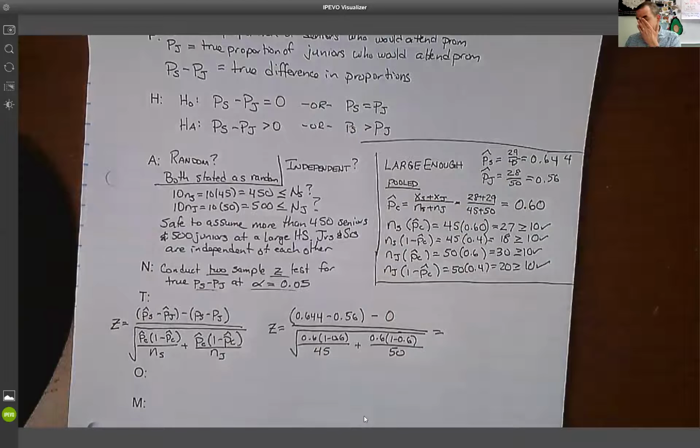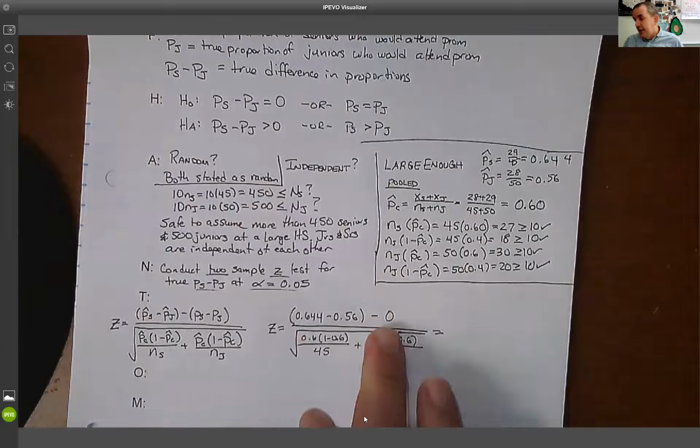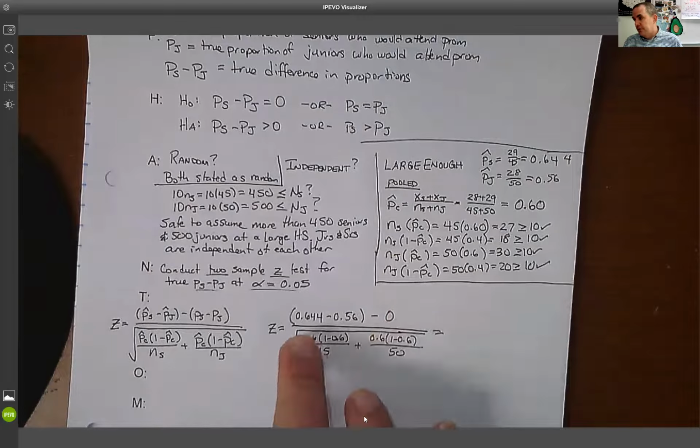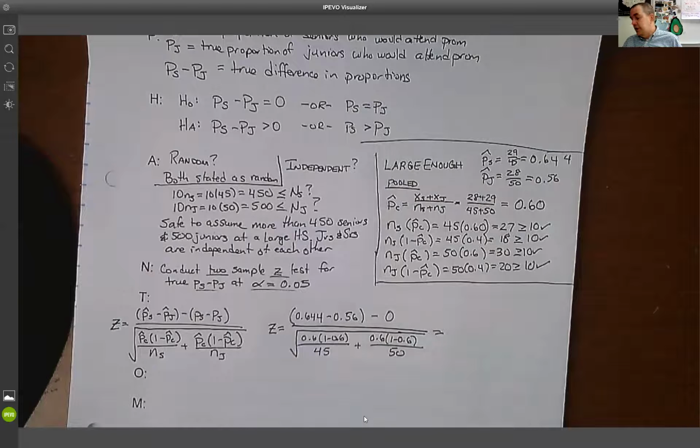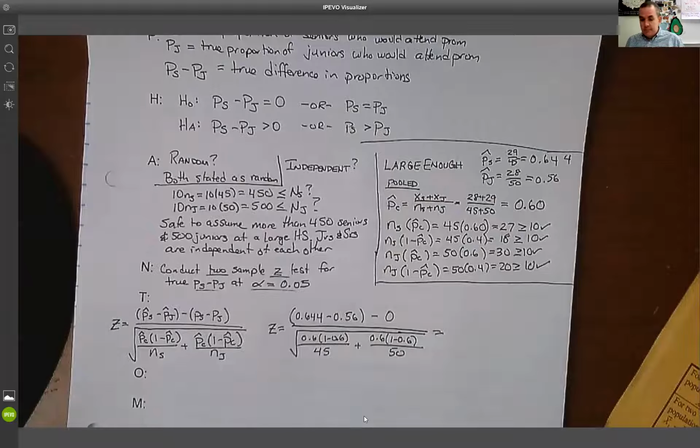So what this is, again, I'm basing this on that there's no difference. Because there's no difference, I use this pooled proportion down there. It's the only time we're going to do that, only time. And now I'm going to pick up my calculator, and my calculator is going to simplify that for me.